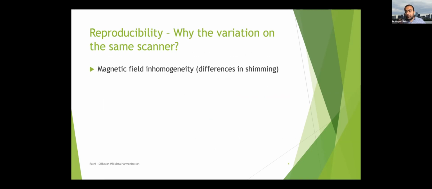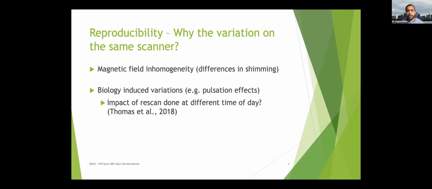So why is there even that 2-5% variability? Because of magnetic field inhomogeneity, differences in shimming that can happen, and biological variability. There can be pulsation effects, and also the impact of scan time of day. There is work by Thomas where if you scan the same subject in the morning and then in the evening, they were able to see some biological effects because of the circadian rhythm. And then there is gradient performance, including scanner drifts and so on. That also produces variability.